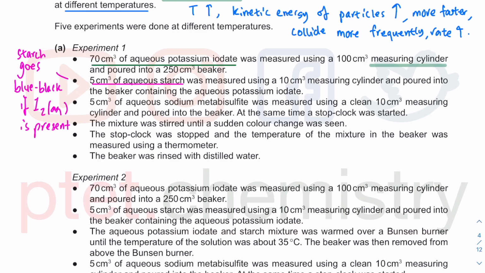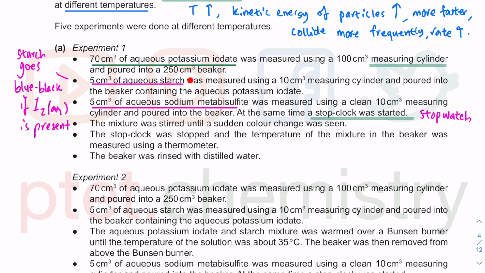So 5 cm cube of sodium metabisulfite was added. So you add in 5 cm cube of this other reactant. And you start the stop clock. We call it stopwatch instead of stop clock, so you can use this term interchangeably. I usually use stopwatch instead of stop clock, until a sudden color change was seen.